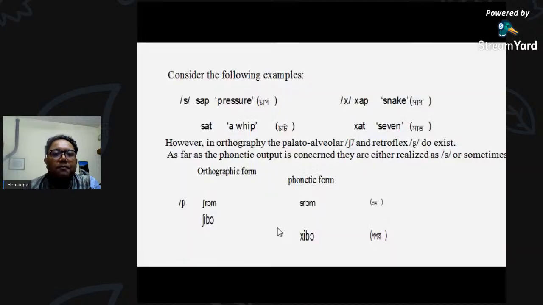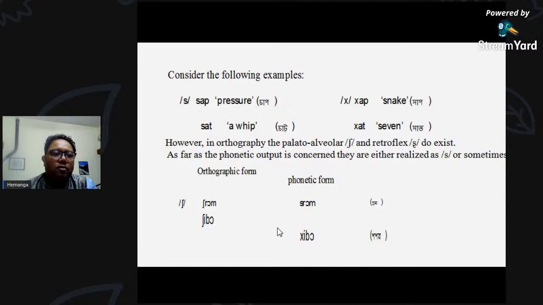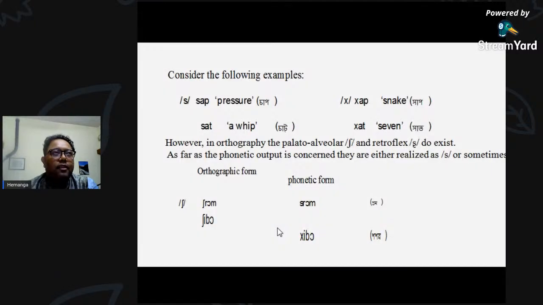However, in orthography, the palato-alveolar sh and retroflex sh do exist. As far as the phonetic output is concerned, they are either realized as sa or sometimes ha. Orthographic forms like Shram, then Shiva, we actually write like Shram, but the phonetic forms are Sram and Hiba. But orthographically, we are trying to retain the same Sanskrit form.